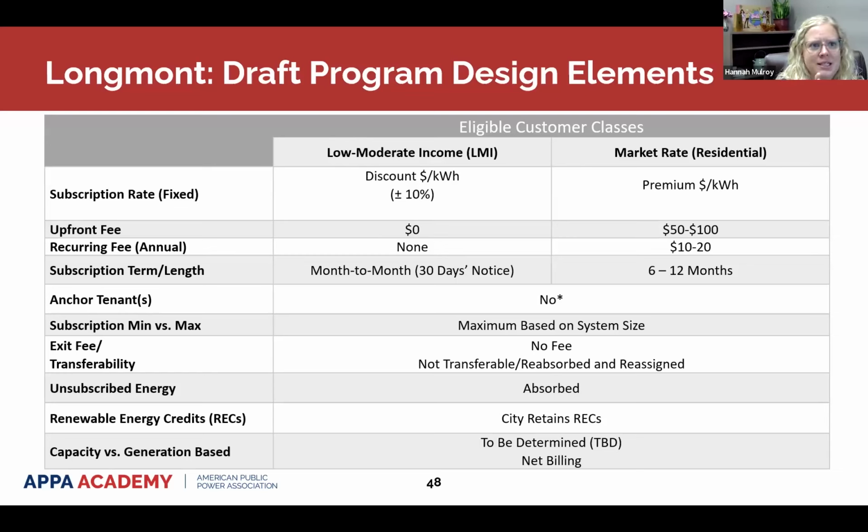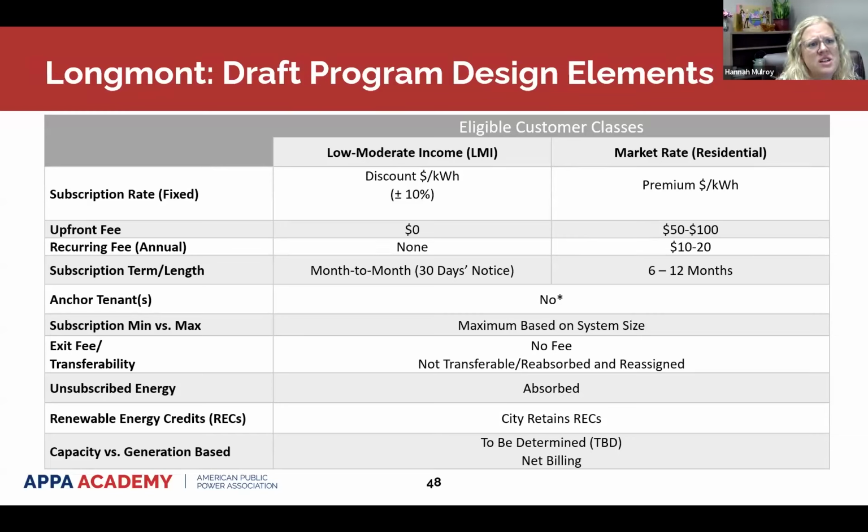You can see here, we're trying to split our program into two customer classes. So we want to serve low moderate income residents, but we also want to serve market rate residential. We do not intend to include commercial customers, similar to Austin, at this time. We're going to do a fixed subscription rate: a consistent 10% discount off of their kWh for LMI, and a consistent premium on their kWh for market rate. We're hoping for a 10% discount and 10% premium to offset, but based on best practices, would like to get that to a 20% discount if we can, but see how numbers work out.